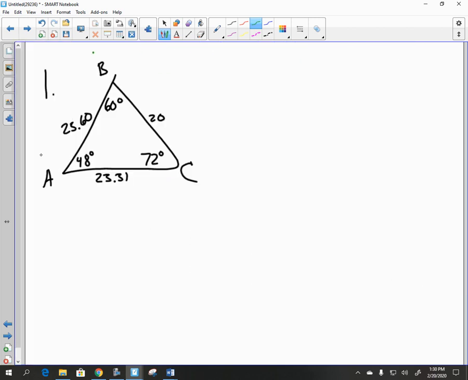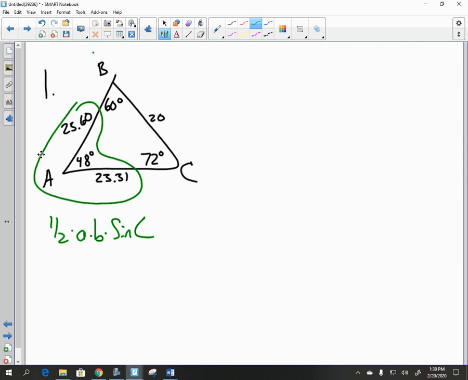Three groups. Group 1, you ready? You guys are going to do the green one. You're going to take 1/2 times 23.31 times 25.60 times the sine of 48. Again, it's 1/2 times A, B, sine of C. Don't think of A and B and C necessarily. It's just two sides times the sine of the included angle.